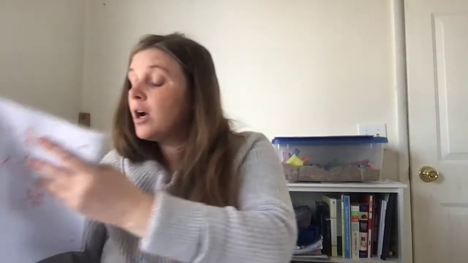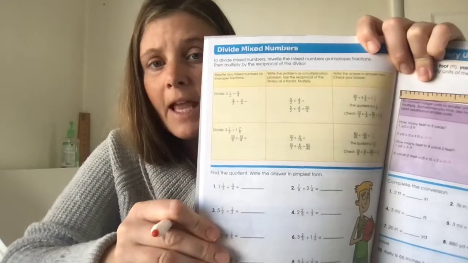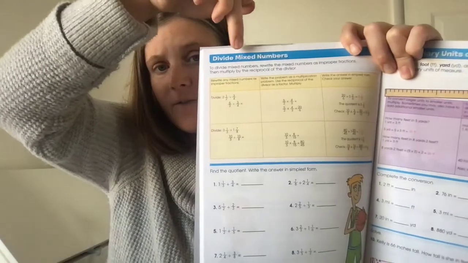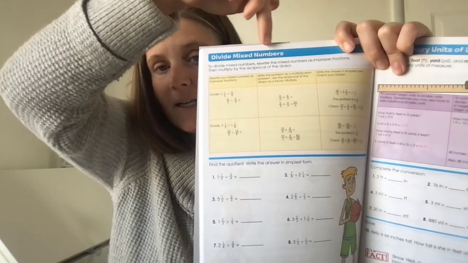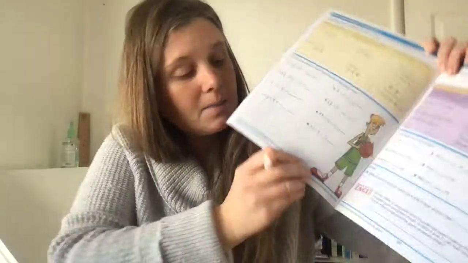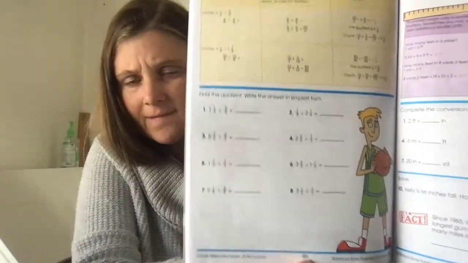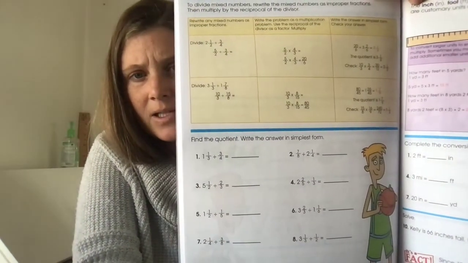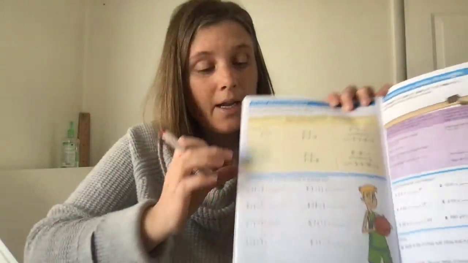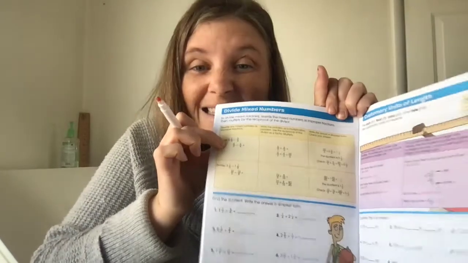Okay. Go grab your Math Basics book, or if you have just the worksheets, and find the one that says Divide Mixed Numbers. It is page 46. Okay, look at the top, the yellow box, right here. This is telling us exactly what we went over. So if you forgot and you need to look, this tells you exactly the steps.